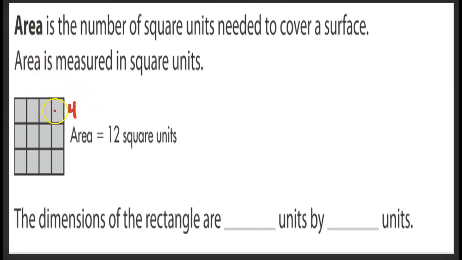This would be a 4 by 3, because, oh, I put that 4 in the wrong place. There's 3 rows and 4 columns. So we've got 4 times 3, and we know 4 times 3 is 12. So the dimensions of the rectangle are blank units by blank units. Well, I just told you. We've got 1, 2, 3 in our columns, so it's 3 units by 4 in a row, so 4 units. So it's 3 by 4, and we know 3 by 4 is 12.